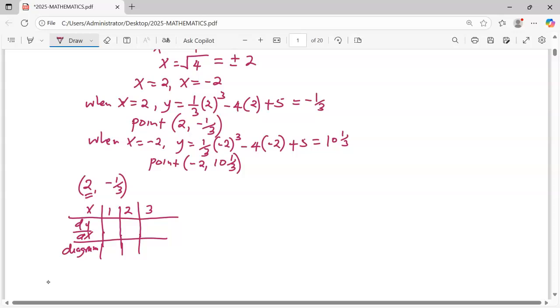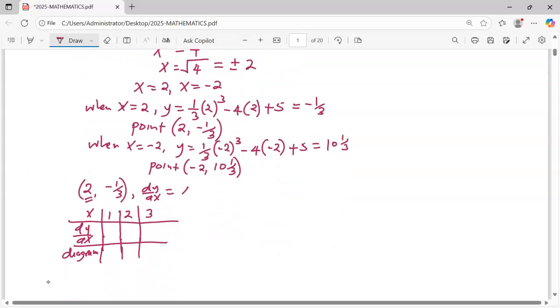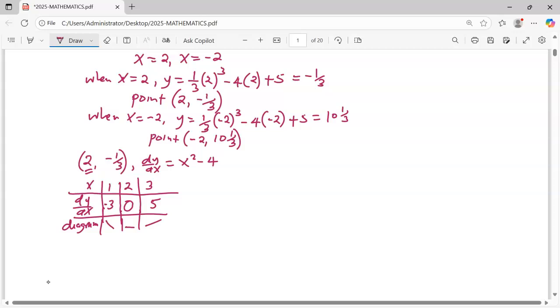Now, remember the dy over dx from our question is x squared minus 4. So when x is 1, then we are going to have the dy over dx being 1 squared, which is 1 minus 4, which will give us negative 3. When x is 2, the dy over dx will be 0, because 2 squared is 4 minus 4 is 0. And when x is 3, we are going to have 3 squared, which is 9 minus 4, giving us 5. And you can see the gradient is simply moving from negative through 0 to positive, meaning when the gradient changes from negative through 0 to positive, then this particular point is a minimum stationary point. So 2, negative a third is a minimum stationary point.